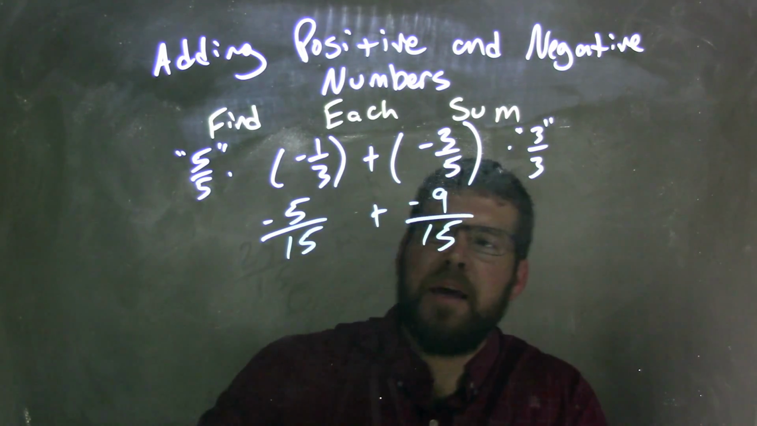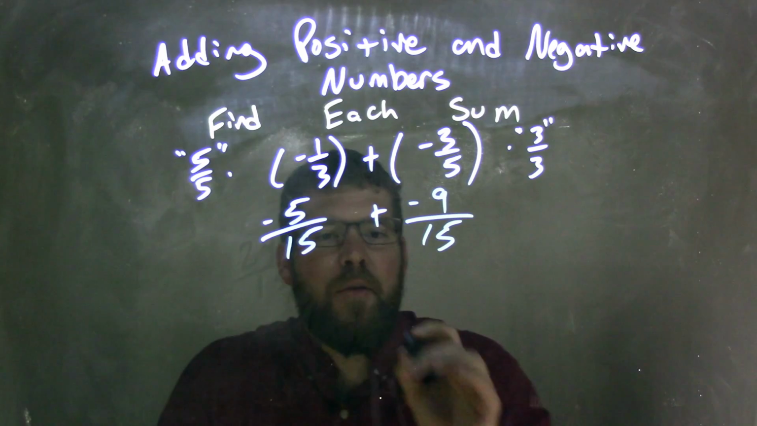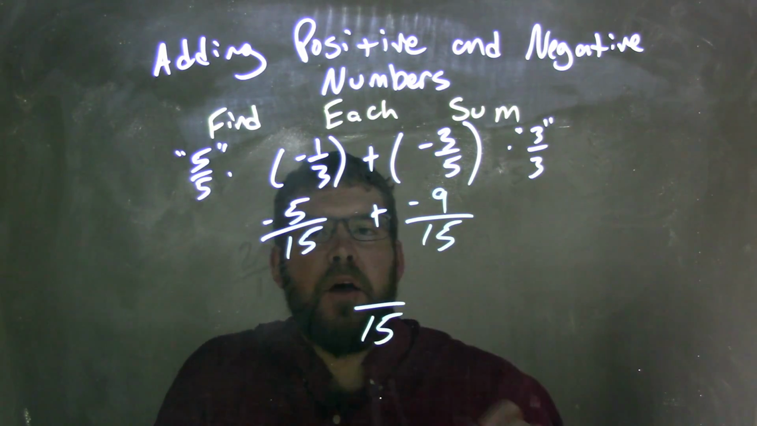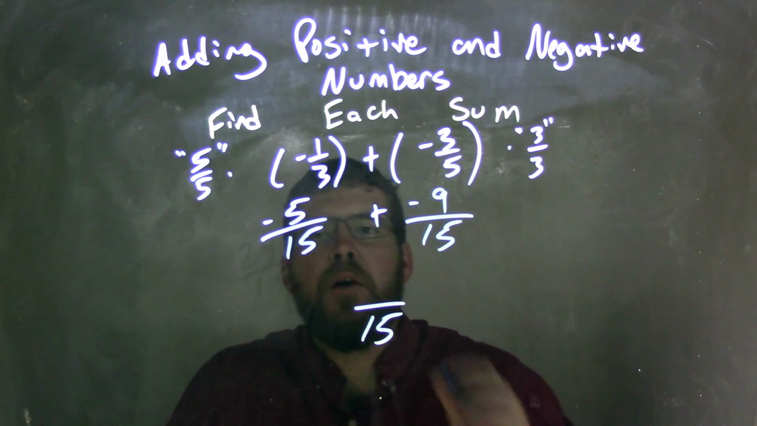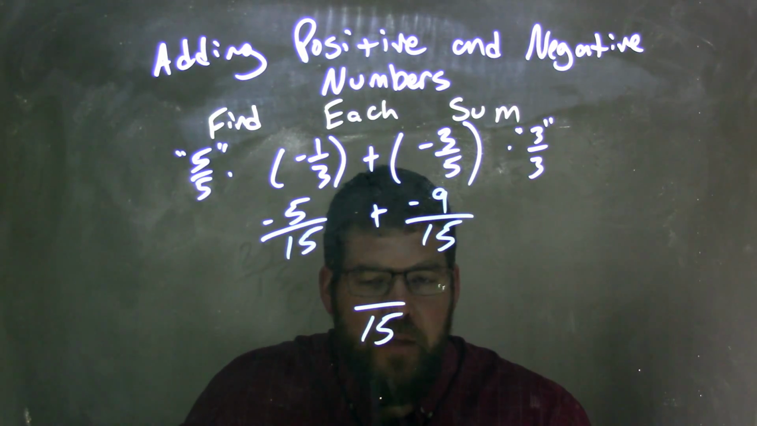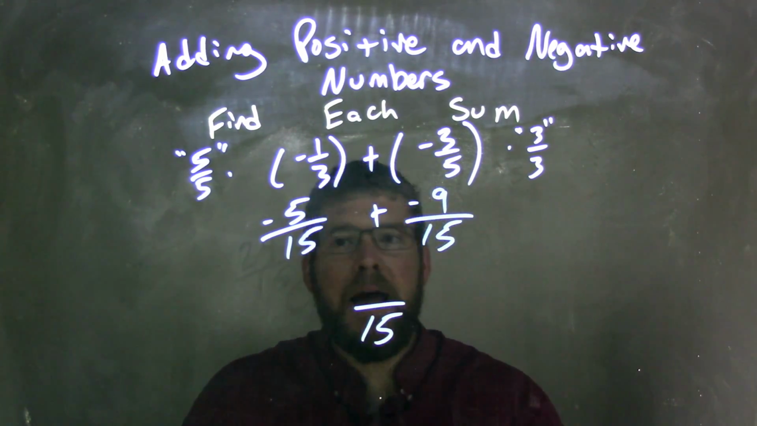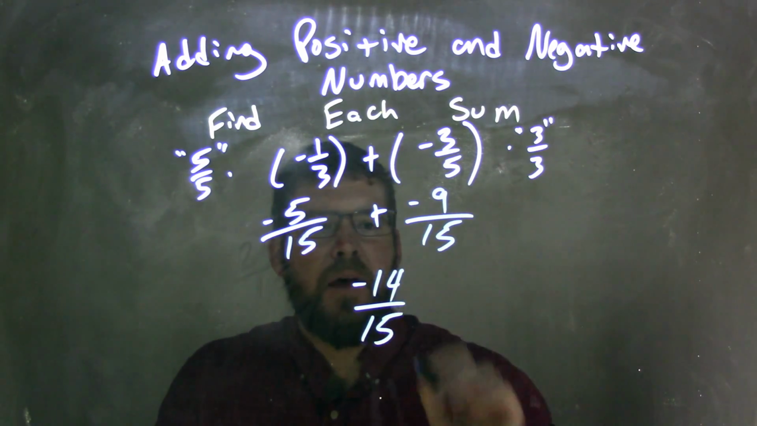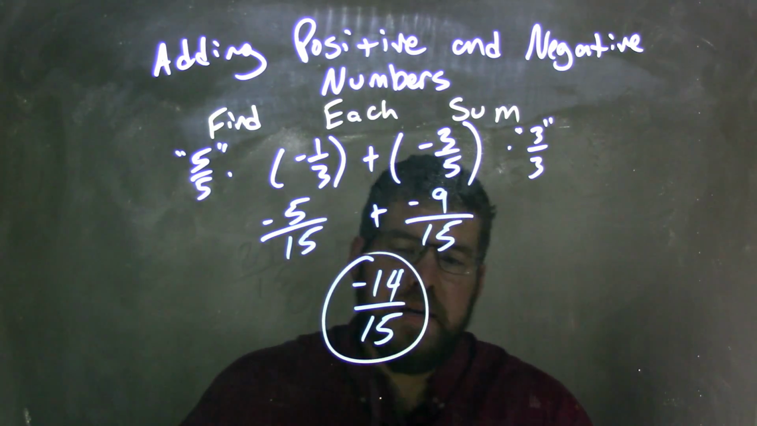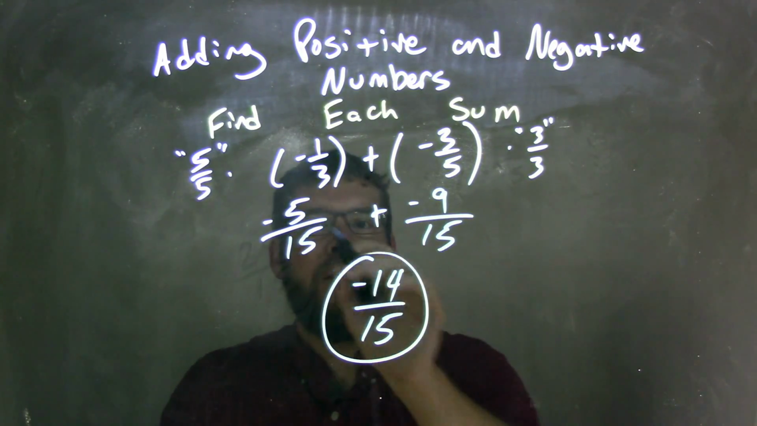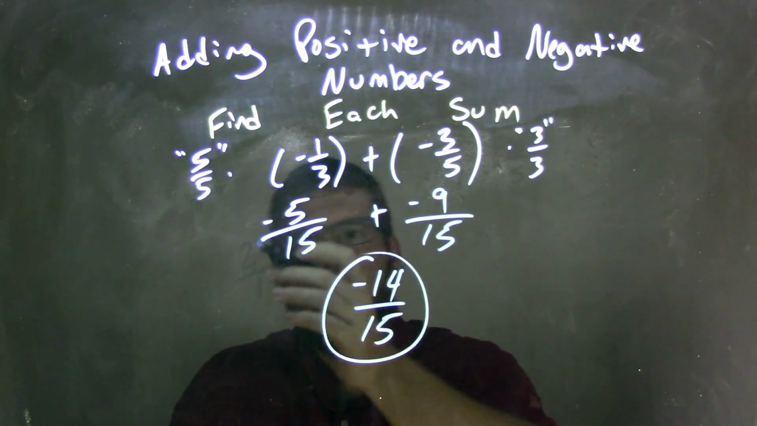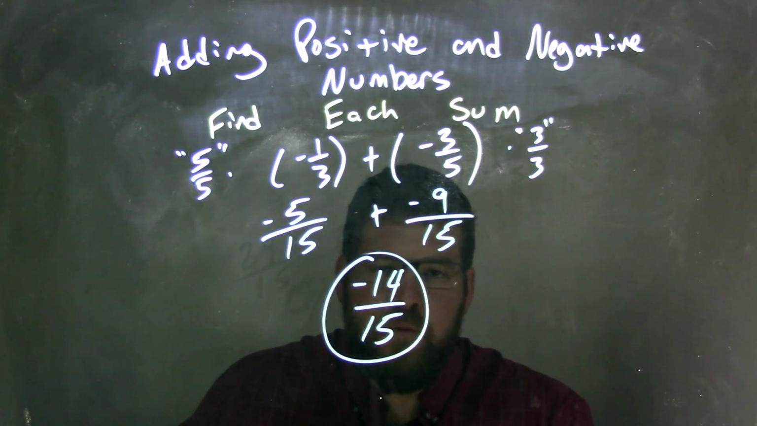Now that we have the same base, when we add them together, we keep the base the same, but the numerator is what changes. We add the two numerator numbers. So negative 5 plus a negative 9, they're both negative, so it goes in the negative direction as negative 14. And so my final answer is negative 14 over 15. We treat it as if it was just positive, right? 5 plus 9 is 14, but they're both negative. Negative 5 plus negative 9 is negative 14.